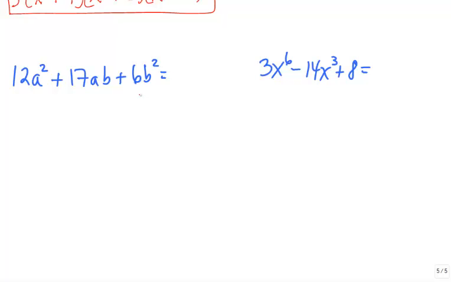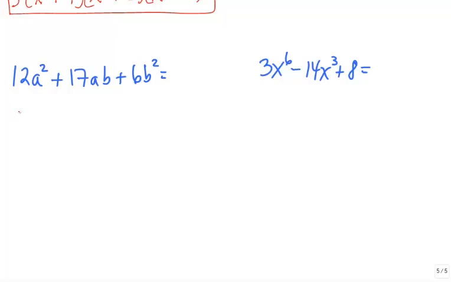We count how many terms we have. We've got 1, 2, 3 terms. So if this is going to factor, it's got to be via reverse FOIL. And unfortunately, the leading coefficient here is a 12, not a 1. So this is that harder case. This is that trial and error case. So we're going to have a little bit of work ahead of us.